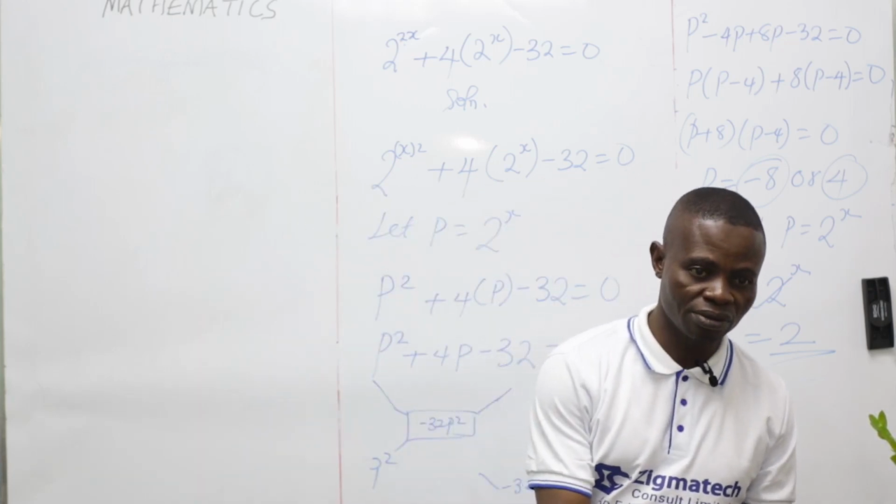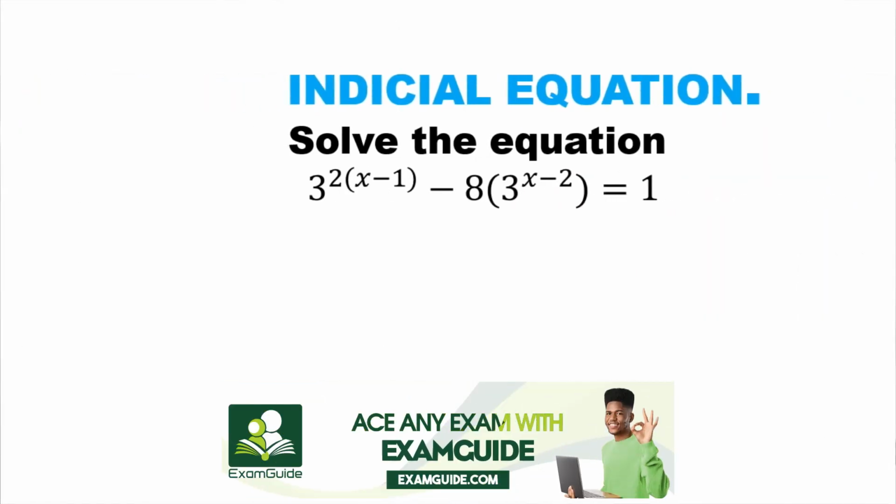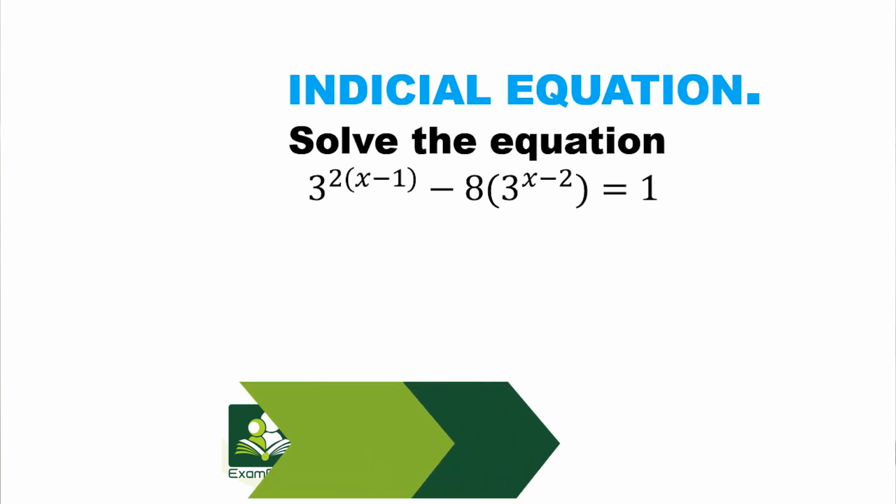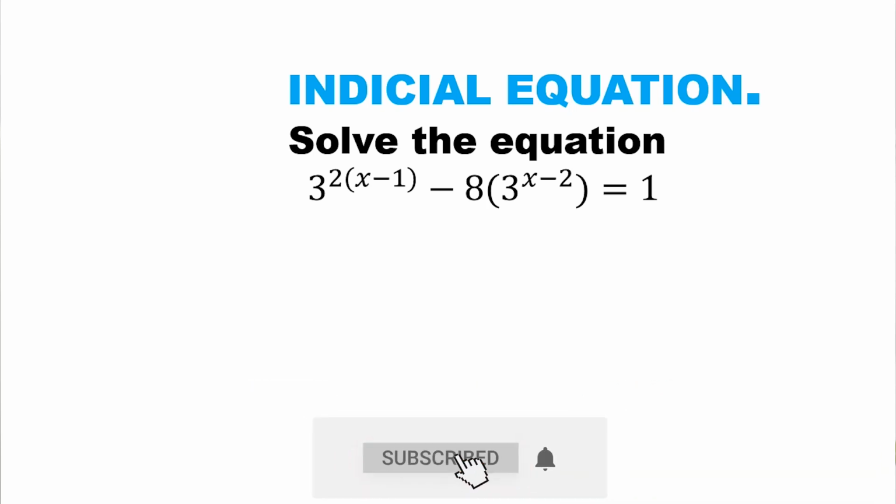The next one, look at it. Solve the equation: 3 into 2 into x minus this. You don't need to bother yourself so much about this. The interpretation goes this way. Let's see how we can handle it. You have 3 into 2x minus 1 into 8 raised to power.